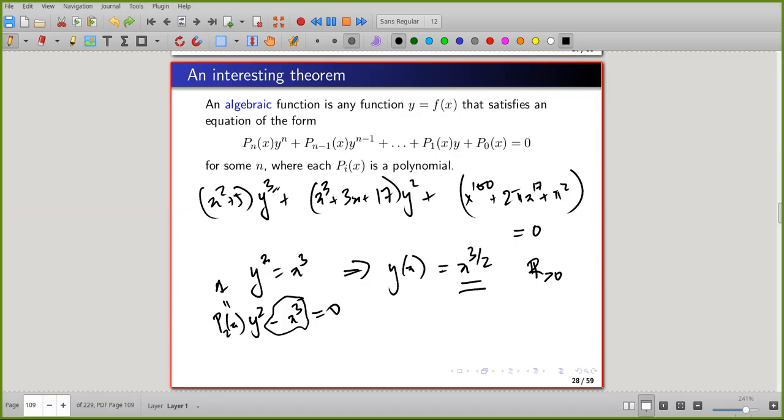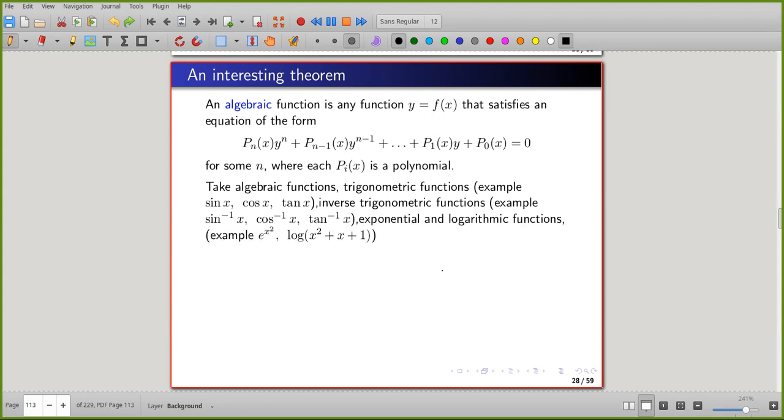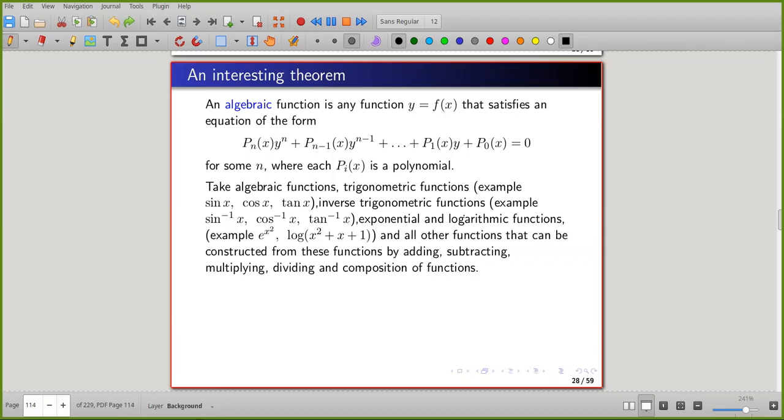So, okay. Take algebraic functions, trigonometric functions, so sine, cos, tan, inverse trigonometric functions, sine inverse, cos inverse, tan inverse, exponential and logarithmic functions. I'm just taking the functions e to the x and log x. And all other functions that can be constructed from these functions by adding, subtracting, multiplying, dividing, and composition of functions. All right, so I'm taking all algebraic functions.